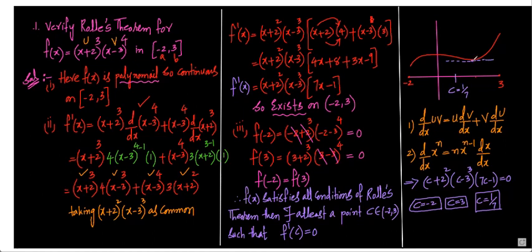So we are getting one point. Suppose that point is 1 by 7. From that point, if you draw a tangent, the other values do not exist. Therefore C is equal to 1 by 7, which belongs to the interval minus 2 comma 3. Then finally we write: therefore, hence, Rolle's theorem verified.